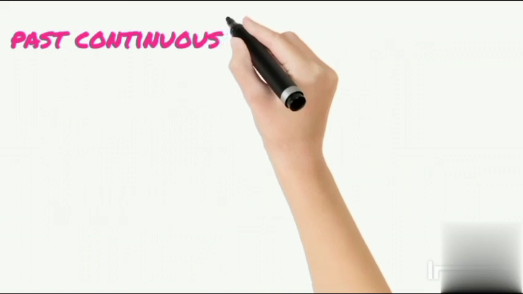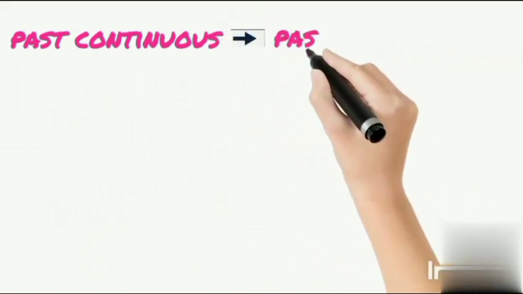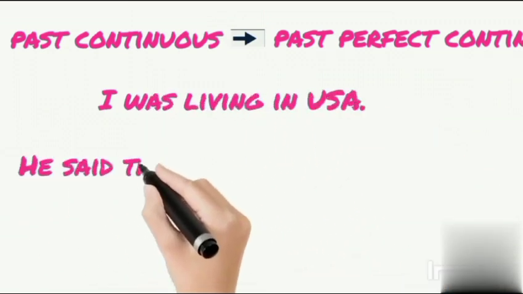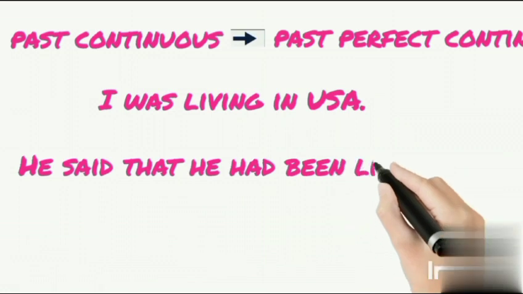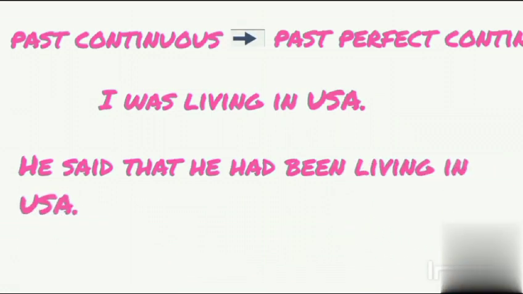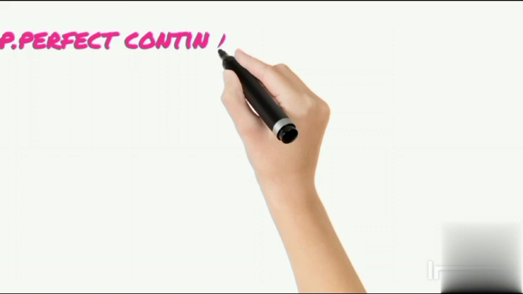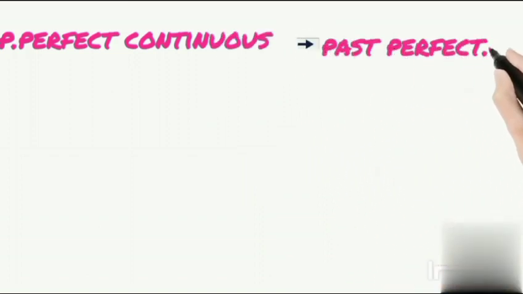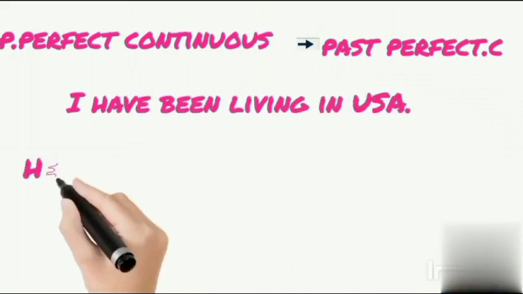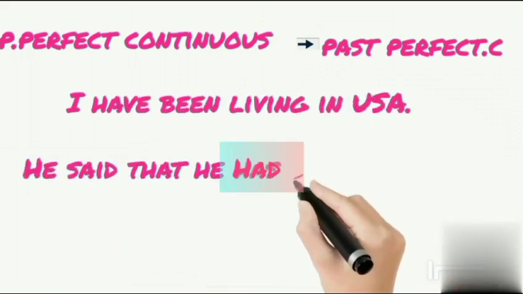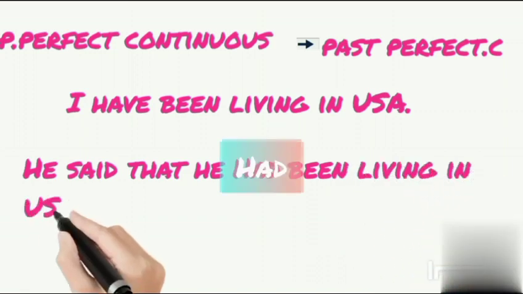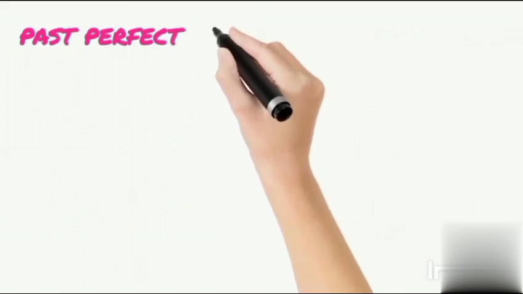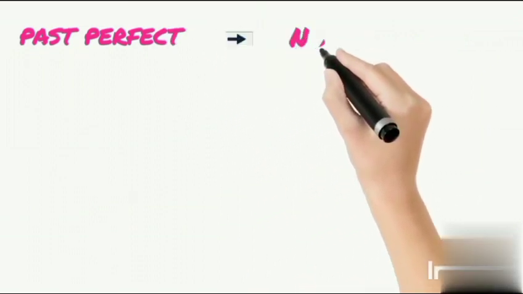Past continuous will be changed into past perfect continuous. I was living in USA, and the indirect narration is he said that he had been living in USA. Present perfect continuous into past perfect continuous. I have been living in USA, and that will be: he said that he had been living in the USA. I have taken one example so that it will be more clear and easy for you, for the beginners.